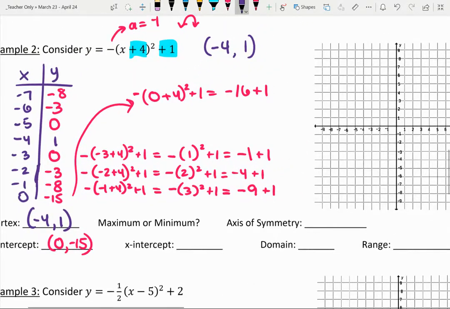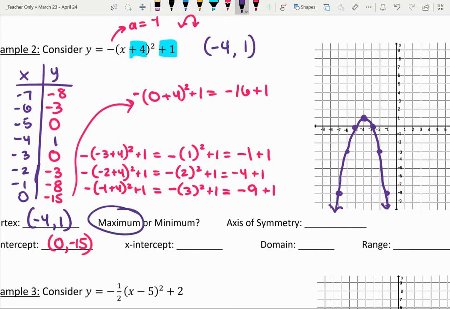And I'm going to graph these points here. So -4, 1, -5, 0, and -3, 0, -6, -3, and -2, -3, and then -7, -8, and -1, -8. So this confirms what we mentioned about the a value earlier. It should open downward, right? And our vertex is at the very top, making it a maximum.